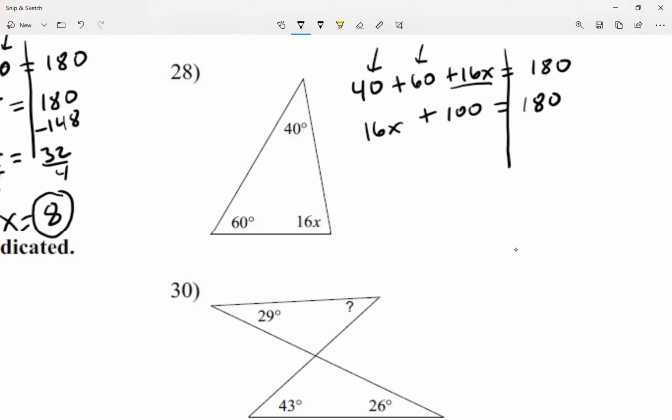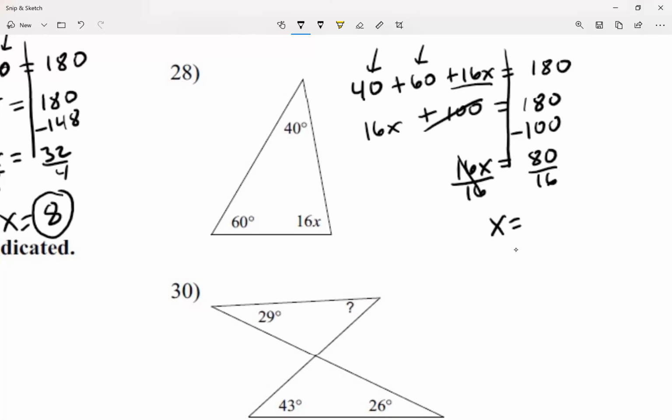I condense the left side. I want the 16x by itself, so the plus 100. Let me just cancel it as long as I write it on the other side as a minus 100. So 16x is equal to 80. Right, 180 minus 100 is 80. To get the x by itself, let me divide both sides by 16. 80 divided by 16 is 5. So x equals 5. Cool. Just type in my homework, just type in the number, so just 5.